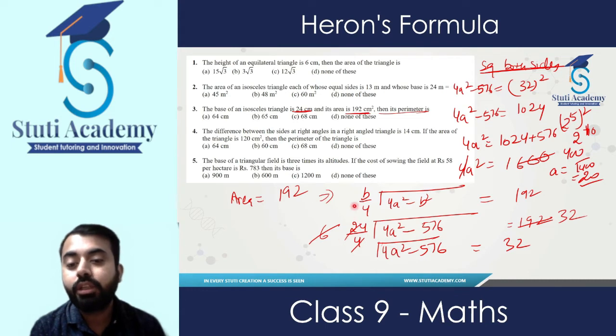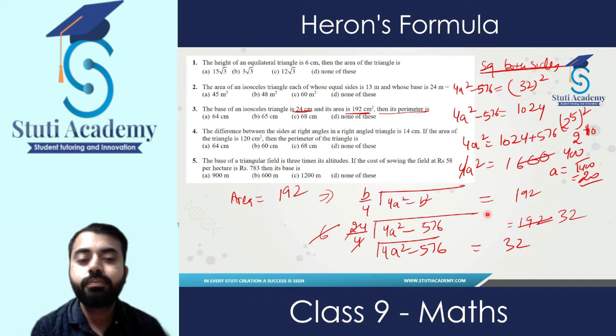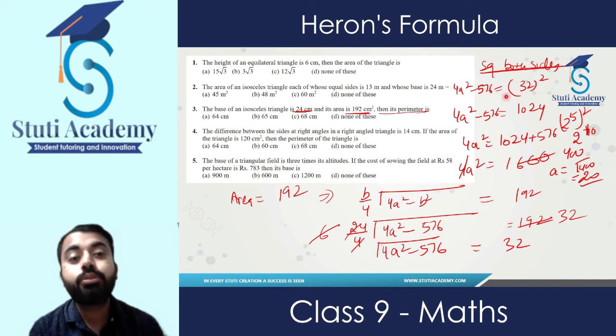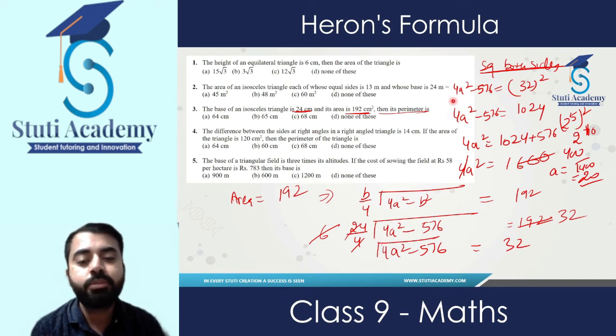So cancelling this out, I got a 6. 6 cancelled 192 at 32. Right? I was having a square root 4a square minus 576, which was equal to 32. I have to find out the value of a so that I can calculate its perimeter. Right? So the only thing I could do with this was to square both sides so that I get whole numbers on both edges. So I squared them. I got 4a square minus 576 and I got 32 square. 32 square is what? 1024.